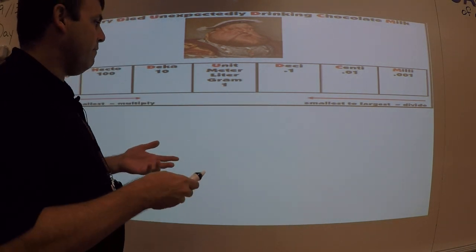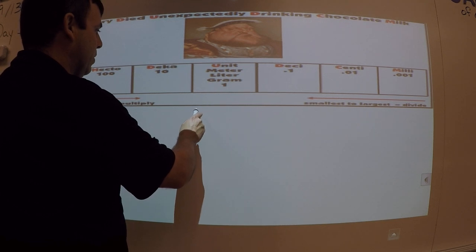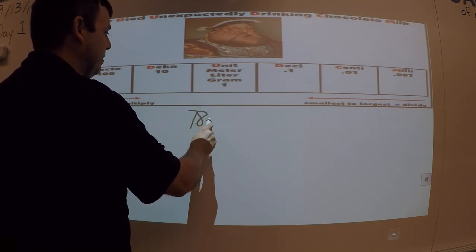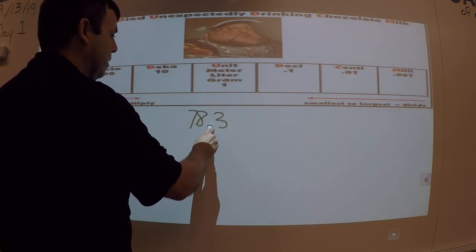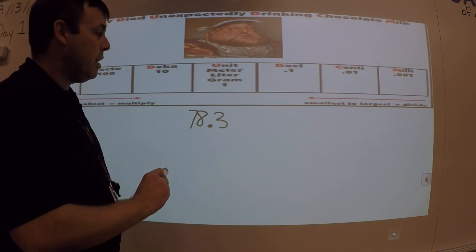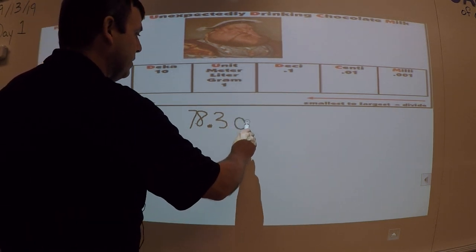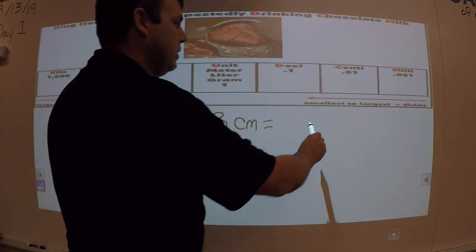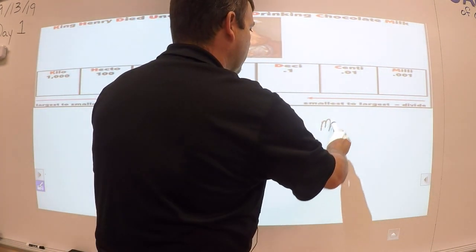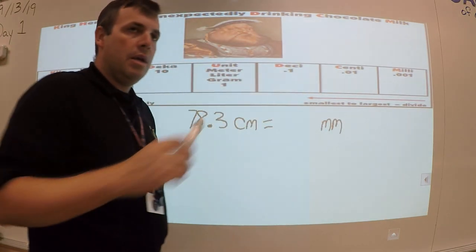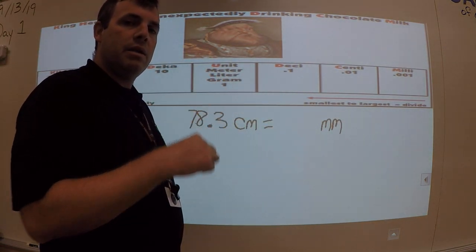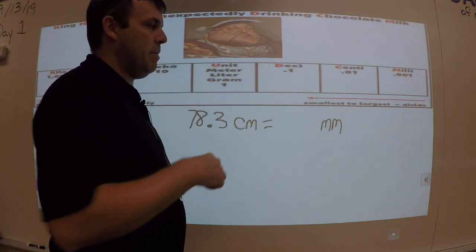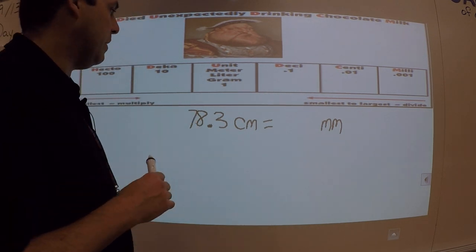So let's say I give you a value such as, I don't know, let's say 78.3. Make that decimal a little bit bigger for you. And we'll call it centimeters. And I want to know, well, how many millimeters is that 78.3 centimeters? So this is a conversion within the metric system from centimeter to millimeter. Okay, all that's changing is the prefix.